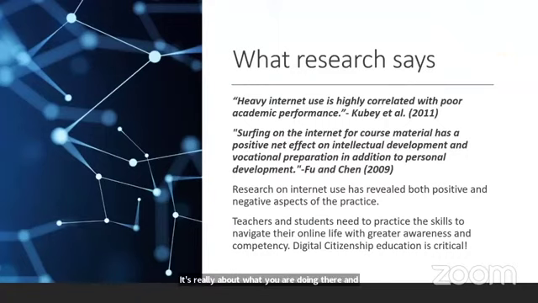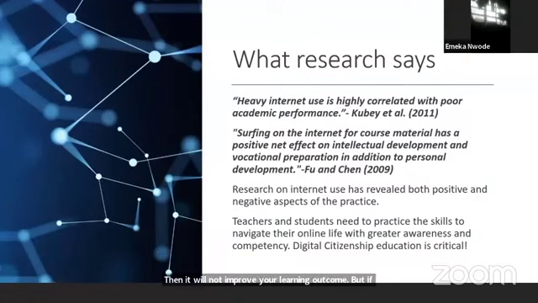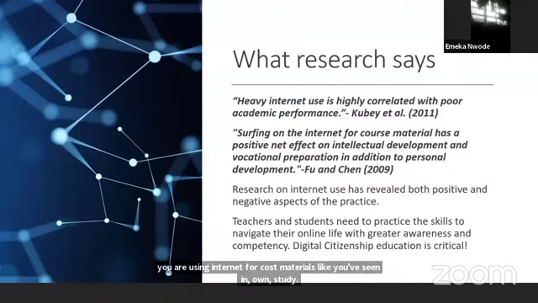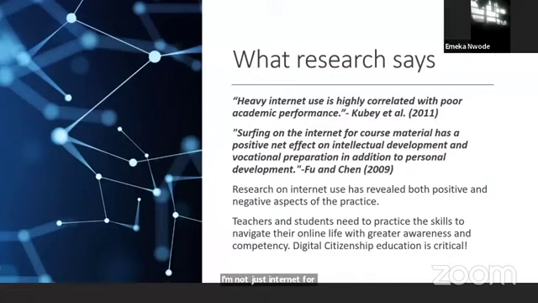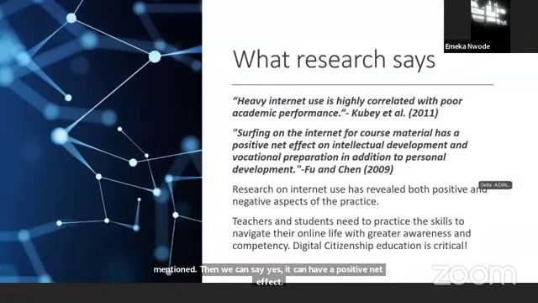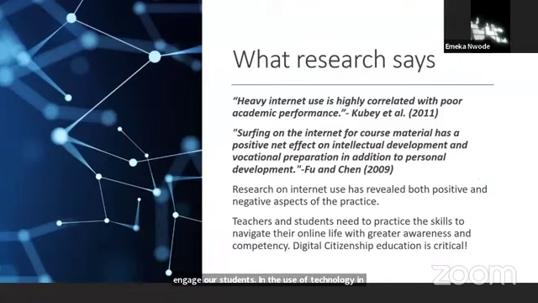And like the other lady who talked about the first time, their students going on to videos and all that, if you're using the internet not for academic purposes, then it will not improve your learning outcome. But if you're using the internet for course materials like we've seen in Fun and Chen's study, and not just internet as it is broadly mentioned, then we can say, yes, it can have a positive net effect. So we need to be aware about this when we begin to engage our students in the use of technology, in the internet, and the digital space.